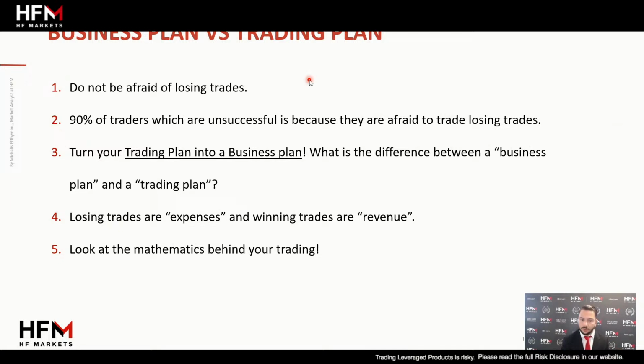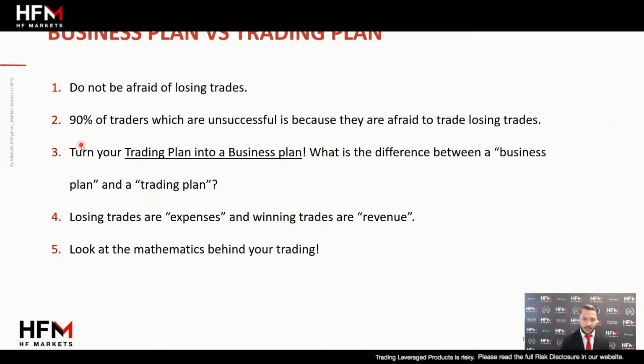A losing trade is not an issue. Don't worry about closing losing trades. It's an expense. It's fine. As long as it's a controlled expense, and we're going to look on the next slide about how to control these expenses, and as long as your revenue, your winning trades, are far more than your losing trades. So this is the first thing. This is just a very quick introduction.